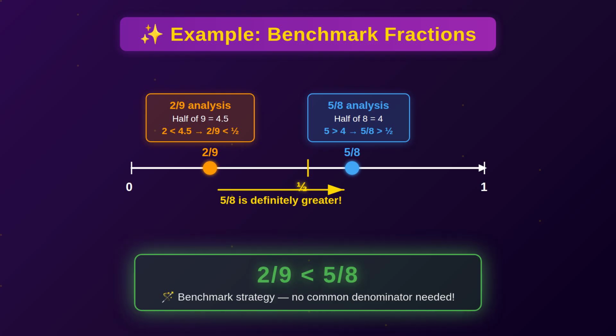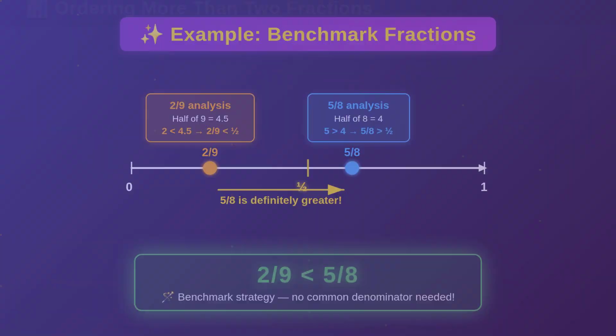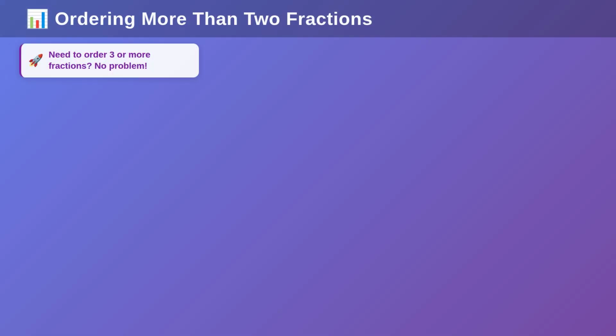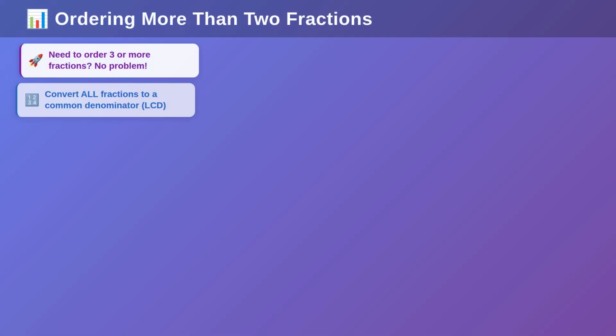So we have one fraction below 1/2 and one above 1/2. That means 5/8 is definitely greater than 2/9. We didn't even need to find a common denominator. That is the benchmark strategy working like magic.